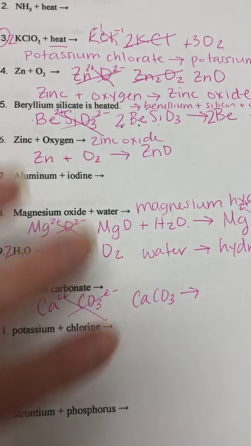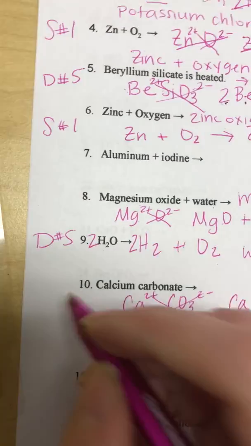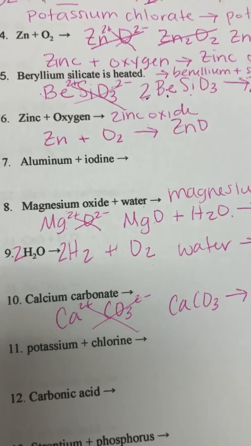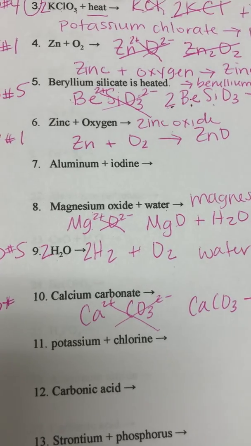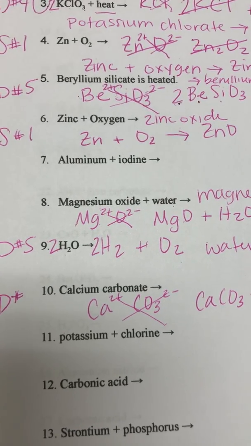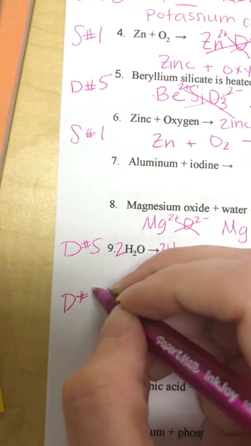Okay, and then what does it tell me? I have 1 compound that has to be broken down. So that means I have a decomposition. I need to find my rule number. Rule number 3 tells me a metallic carbonate decomposes into a metal oxide and carbon dioxide. So that would be rule number 3.